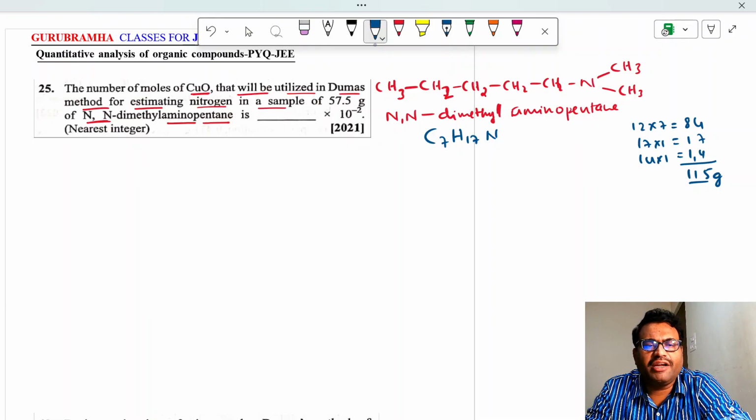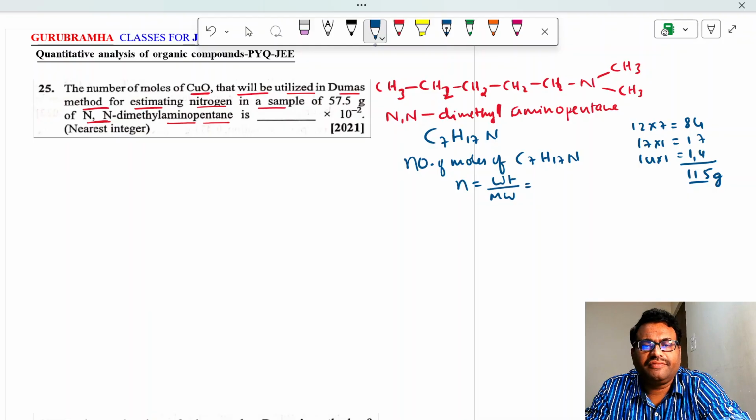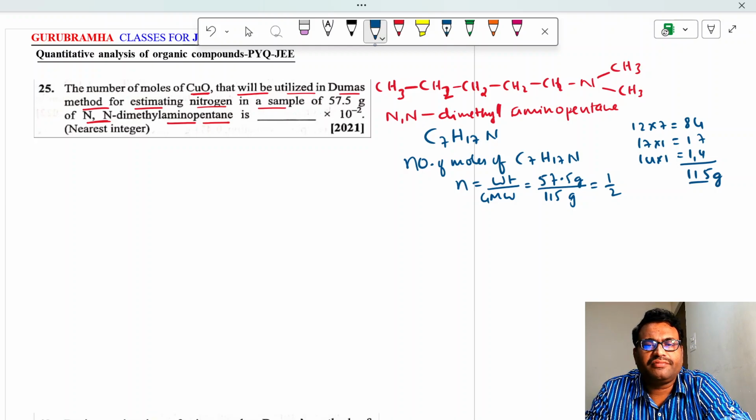If I want to calculate the number of moles of C7H17N, number of moles is equal to weight by molecular weight. Weight given is 57.5 grams by the gram molecular weight, 115 grams. If you divide it, you get 1 by 2. So the number of moles we have calculated is 1 by 2. Okay.